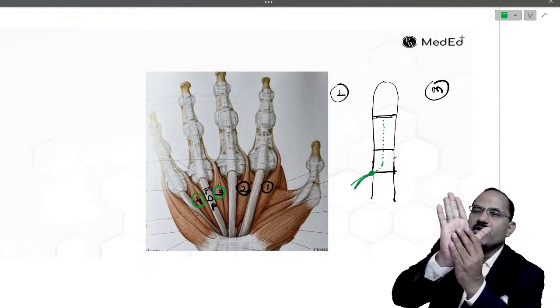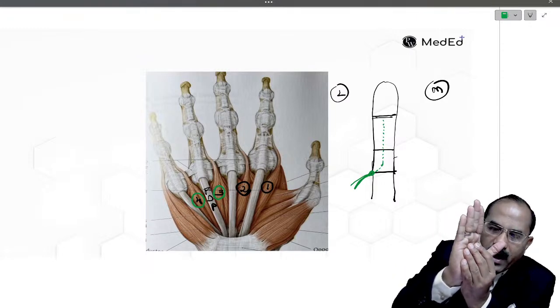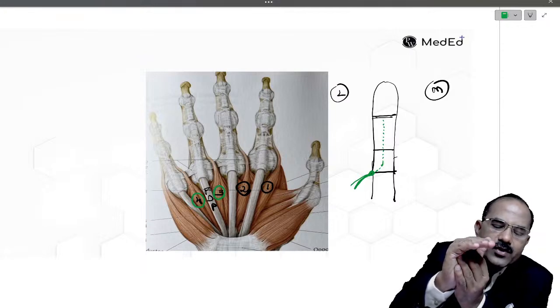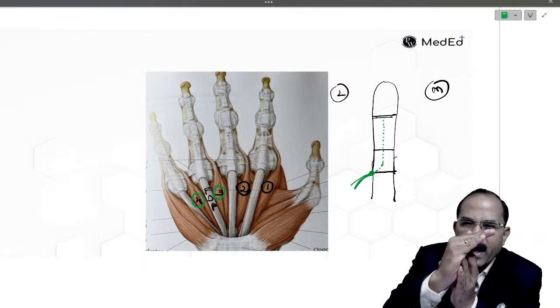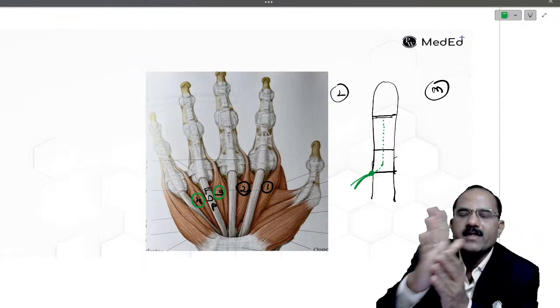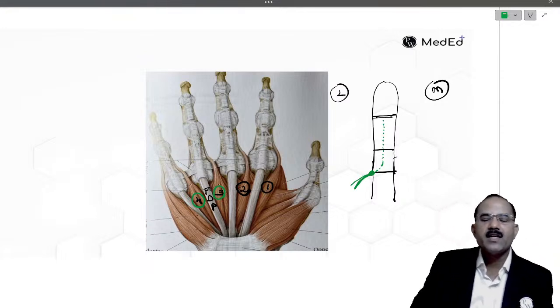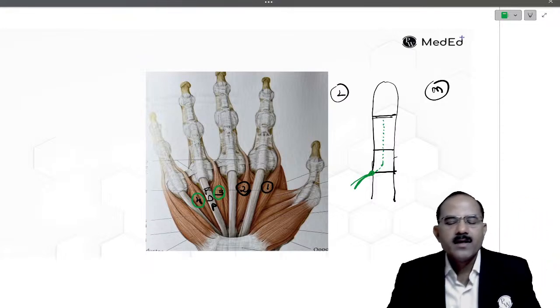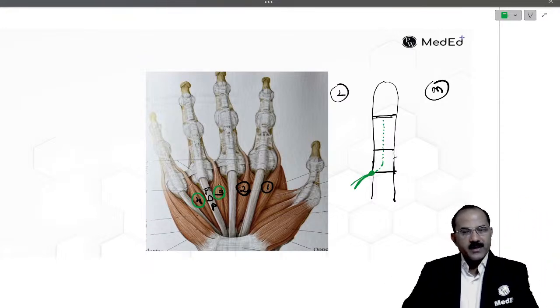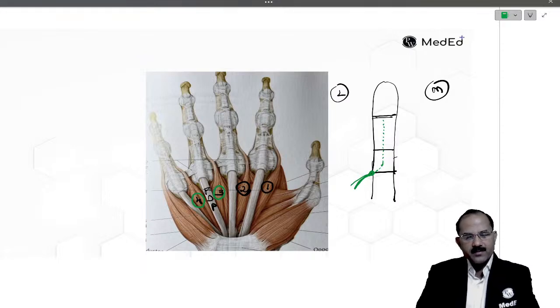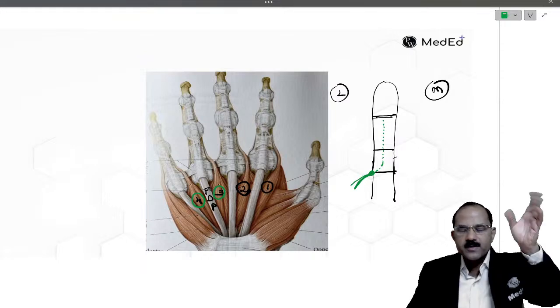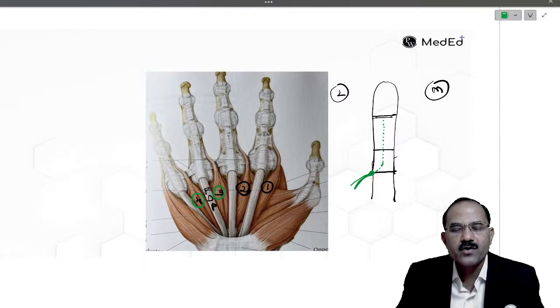So what is the action of lumbricals? It does flexion at metacarpophalangeal joints and extension at interphalangeal joints. Is that clear, aspirants? Fine. I hope this is clear to all of you.